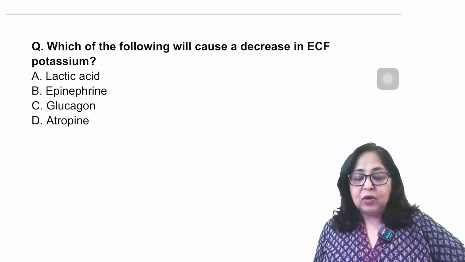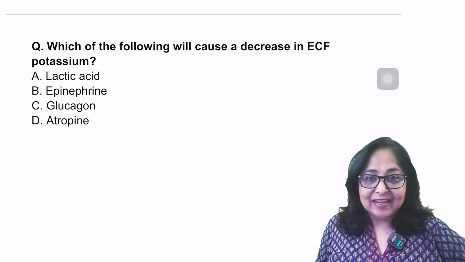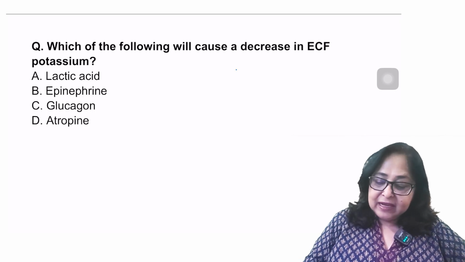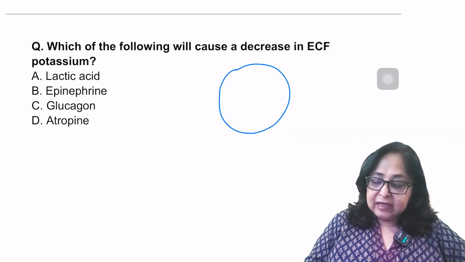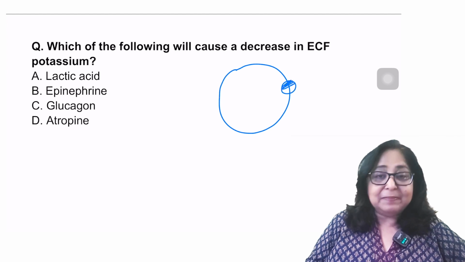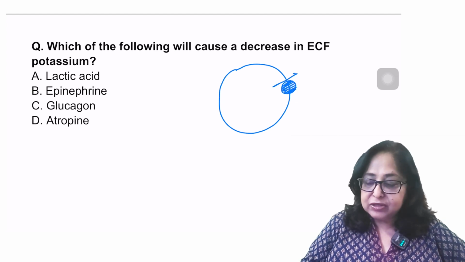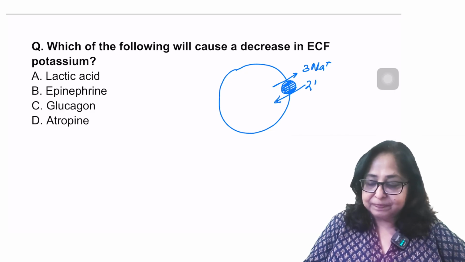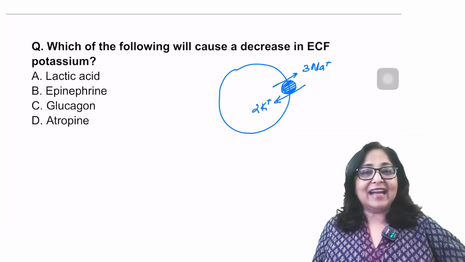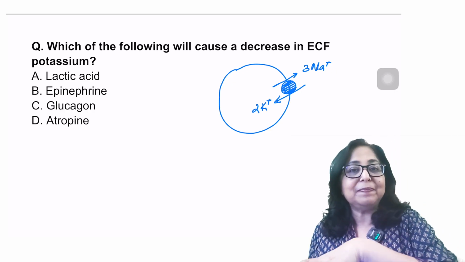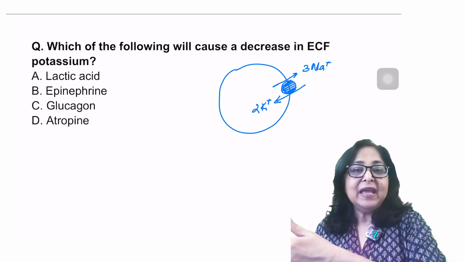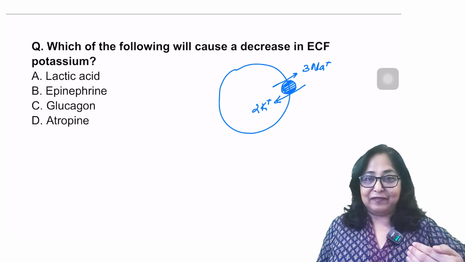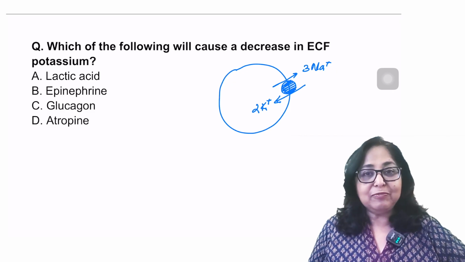This says, which of the following will cause a decrease in the ECF potassium? Now, please remember that there is a sodium-potassium ATPase pump which pumps out 3 sodium and brings in 2 potassium. So if I increase the activity of the sodium-potassium ATPase pump, it will cause the potassium to move from ECF to ICF. So what will happen to the ECF potassium?